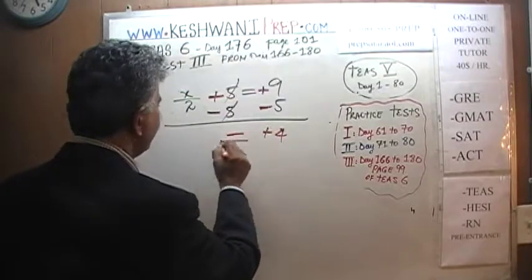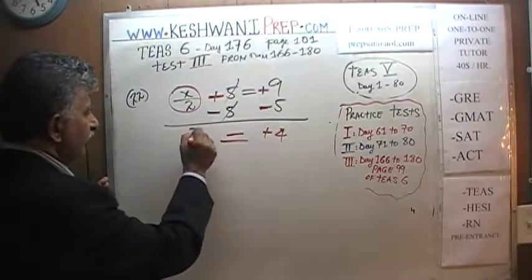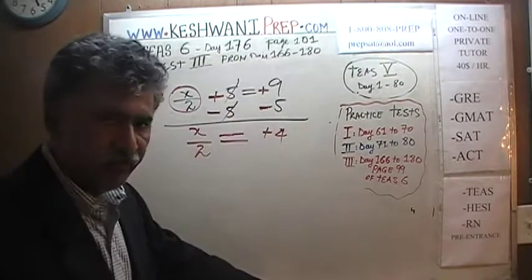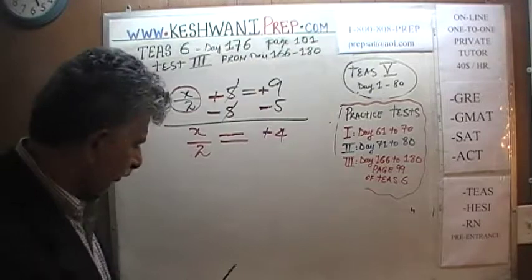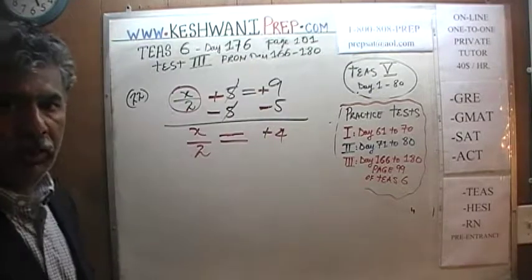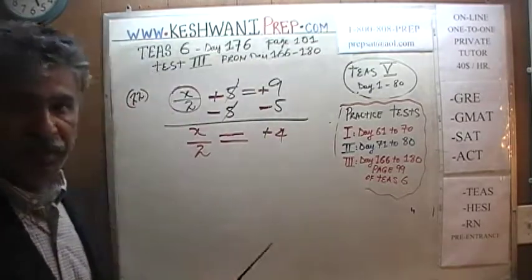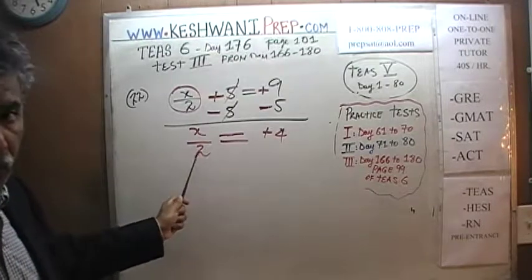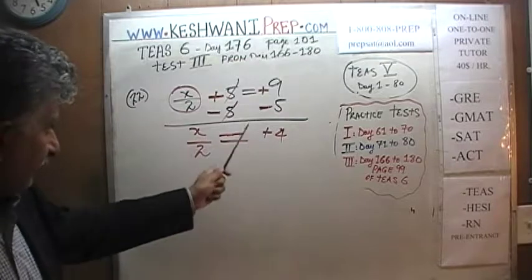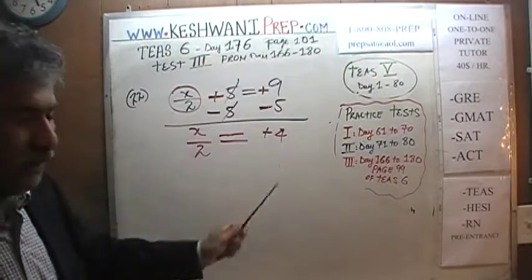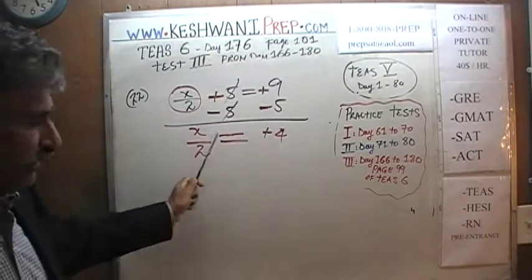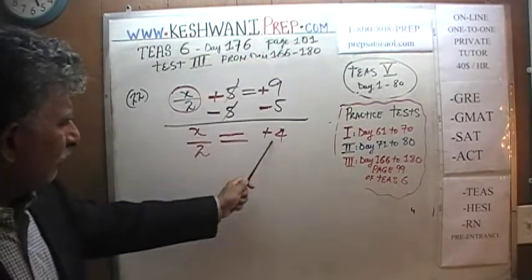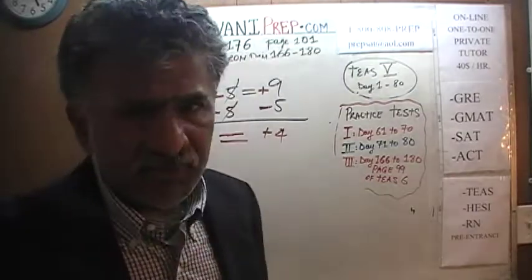And what do we end up with on this side? Well, on this side, we just have x over 2. This is what we have so far. But we're not interested in what x over 2 is. We want to find out what x is. X over 2 means half of something. When you divide something by 2, you're taking a half of it. So what this equation tells us is that half of something is equal to 4. If half of something is equal to 4, then that something must be 8.